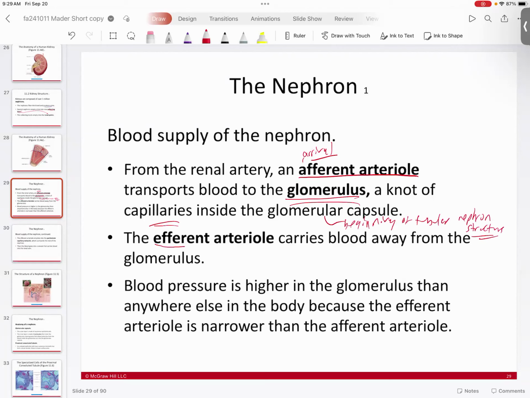And then coming out of it is the efferent arteriole. I remember this because E stands for exit. This carries blood away from the glomerulus toward the main circulation. Generally speaking, your blood pressure in the glomerulus is higher than anywhere else in the body. And there's a reason for that: the efferent arteriole is narrower than the afferent. So basically this bottles up the blood flow in the arteriole, creating higher pressure.